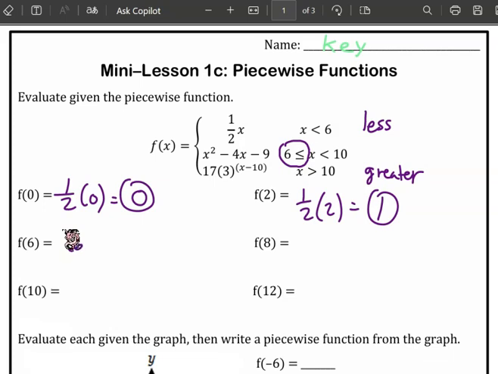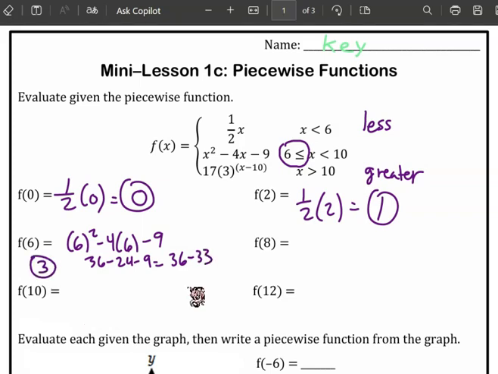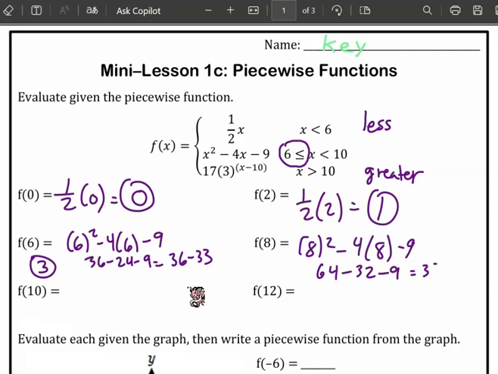So we're going to plug in 6 into the second piece. 3. For f of 8, 8 is in between 6 and 10, so we'll use that middle piece again. 23.